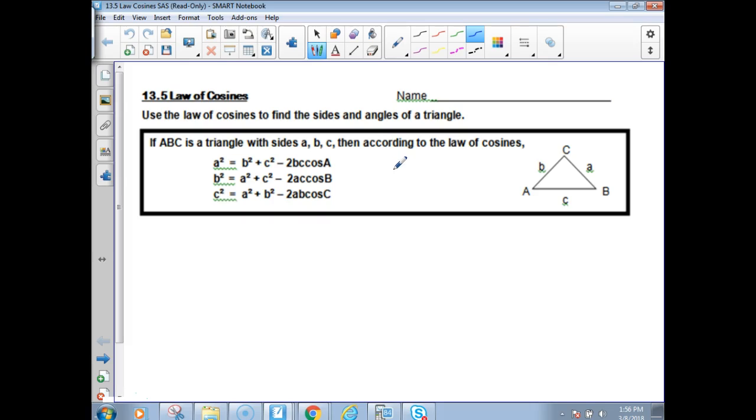I'm not doing it in 2 days. I'm doing it in 1 day. And so the whole assignment was on that one worksheet that you grabbed when you came in, to use the law of cosines to find the sides and angles of a triangle. All right, today, well, the first thing we're going to do is finding sides.